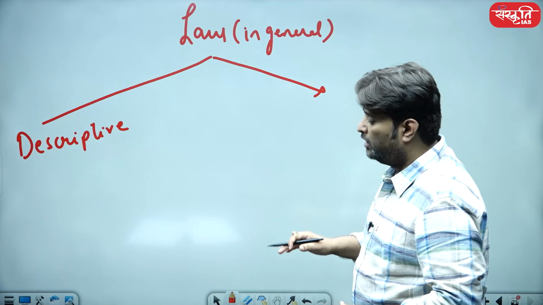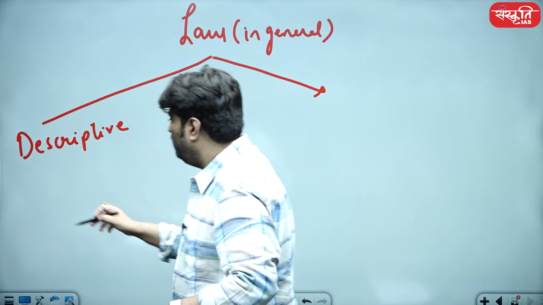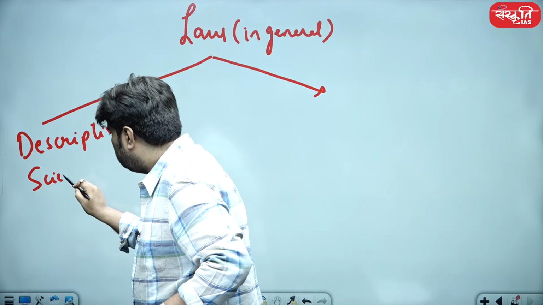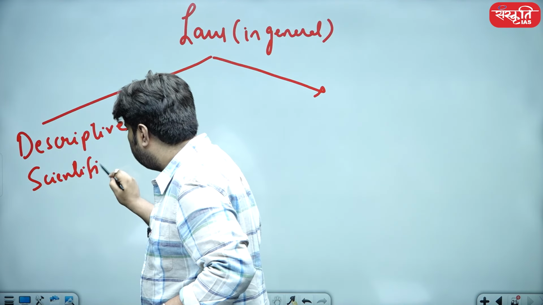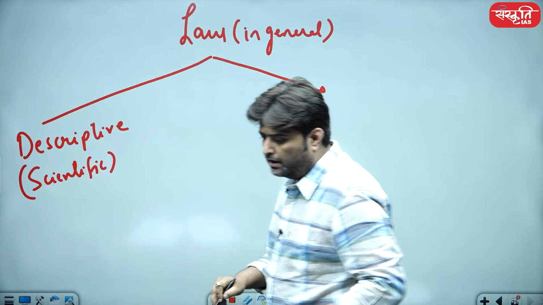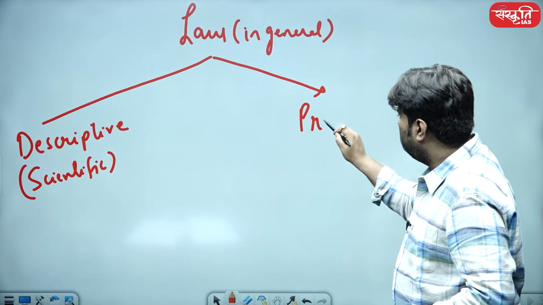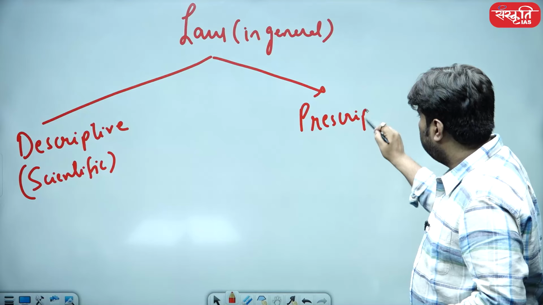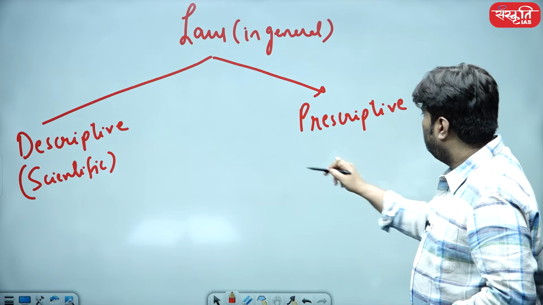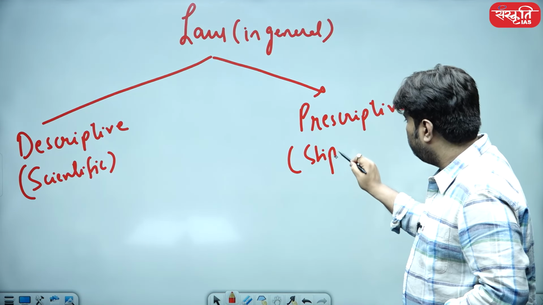So law is of two types: descriptive, which is commonly known as scientific law, and of course, other than descriptive, it is all about man-made law, which is prescriptive, prescribed. It is also known as stipulative.